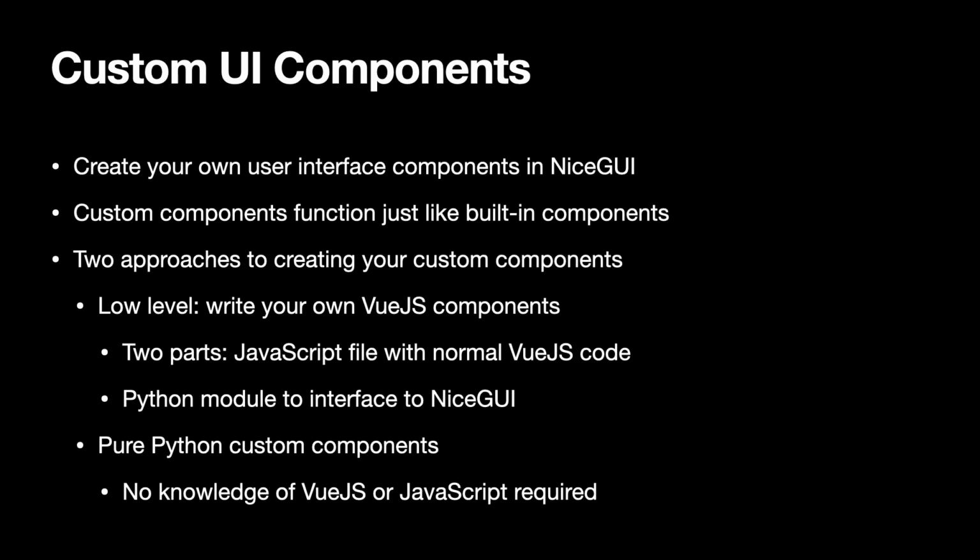Now let's take a look at how you can create custom user interface components that you can use and reuse in your projects. If you want to encapsulate a bit of user interface functionality into a reusable component, NiceGUI gives you 2 options. Both options create user interface elements derived from ui.element that can be used in your NiceGUI applications, just like any built-in element.